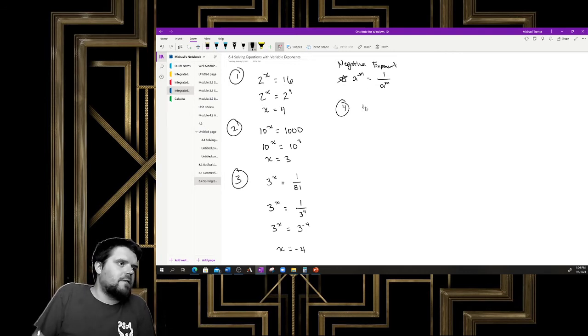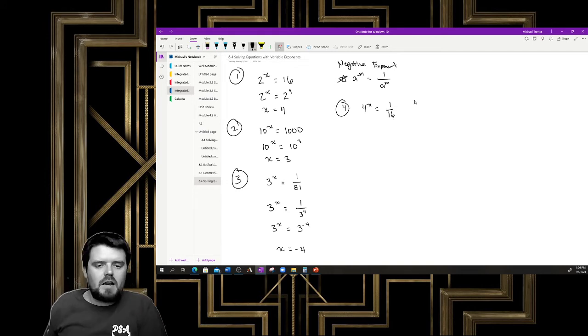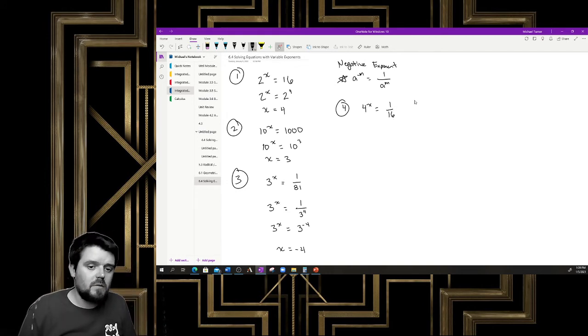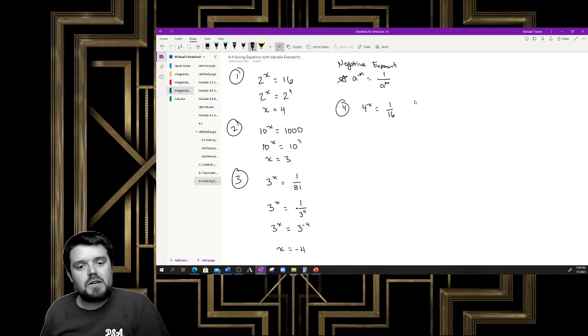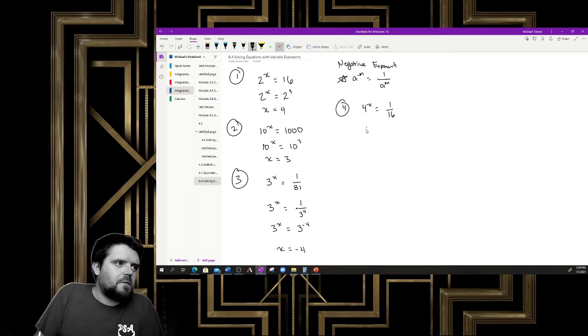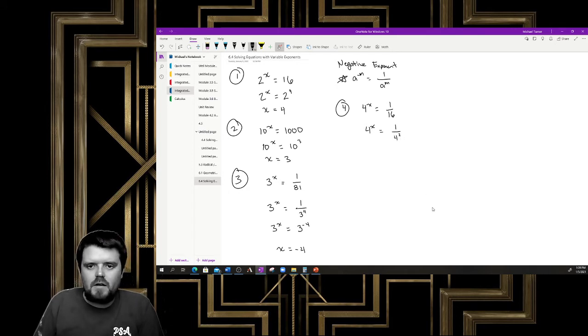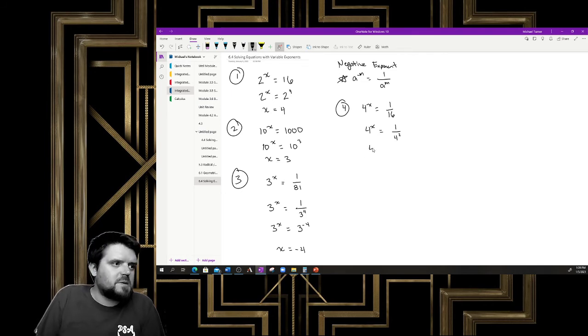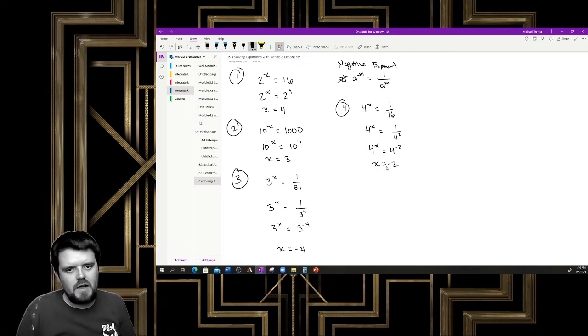Similarly, let's say I have 4 to the x equals 1 over 16. Anytime that right-hand side is smaller than the base on the left, I know that I'm going to need to use negative exponents. So I would first rewrite 16 as a base 4, which is 4 squared. Then using my negative exponent rule, I could rewrite the right-hand side as being 4 to the negative 2. And then once the bases are the same, set the exponents equal to each other. Your answer is x equals negative 2.